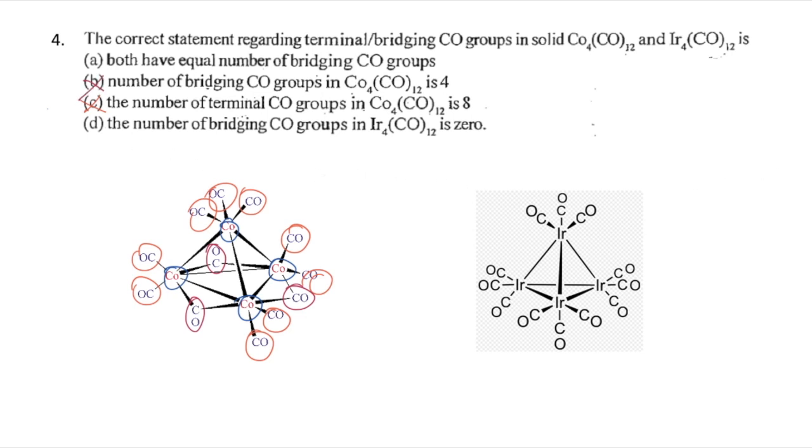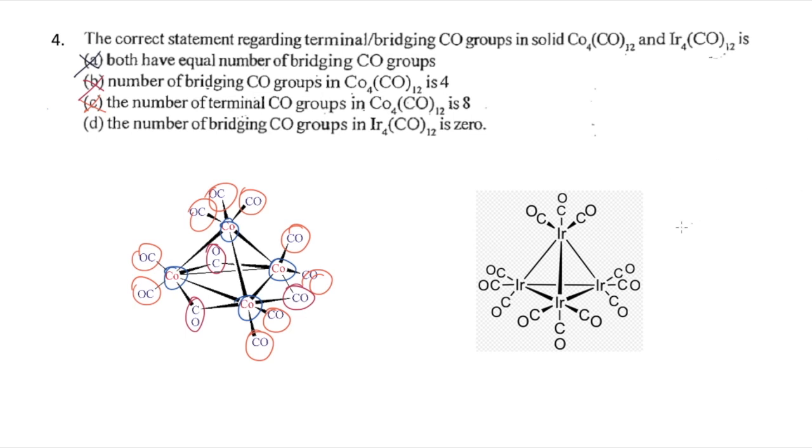So the next option, which says that both of them have an equal number of bridging carbonyls, is also wrong, because in the iridium complex you can see there is no bridging carbonyl present. The difference is just because of the difference in size. Cobalt is a smaller atom, whereas iridium is a bigger atom. The number of metal-metal bonds and other things are the same. It's just because the size is different that the bridging carbonyls are not here in the iridium complex.